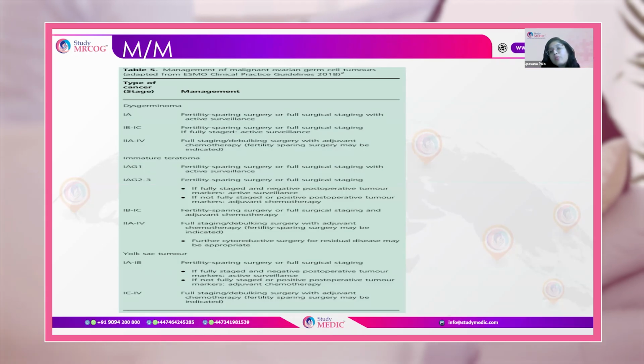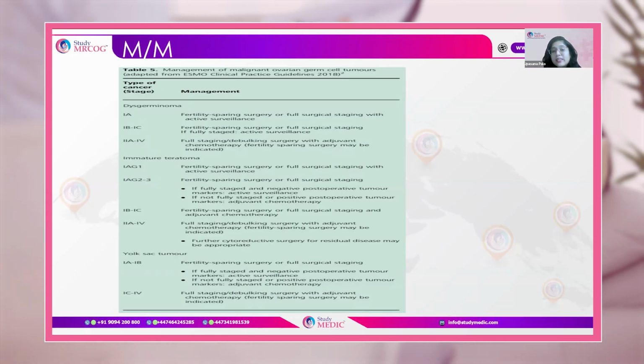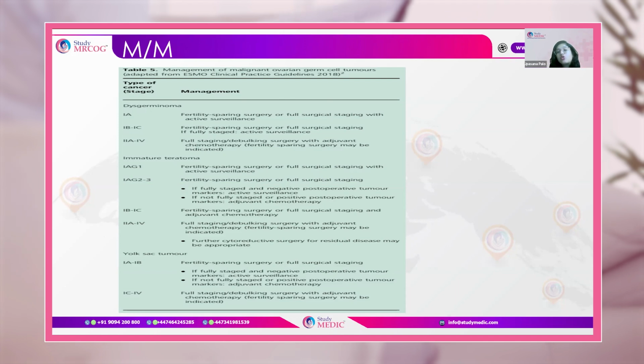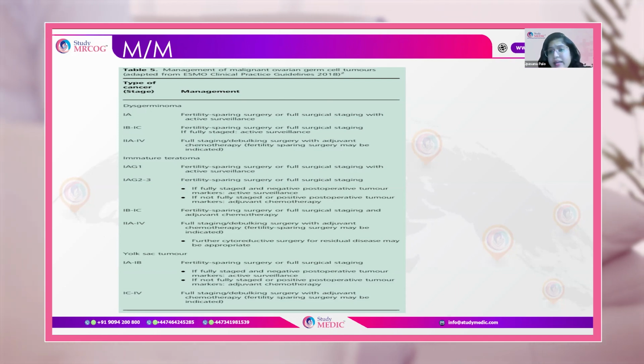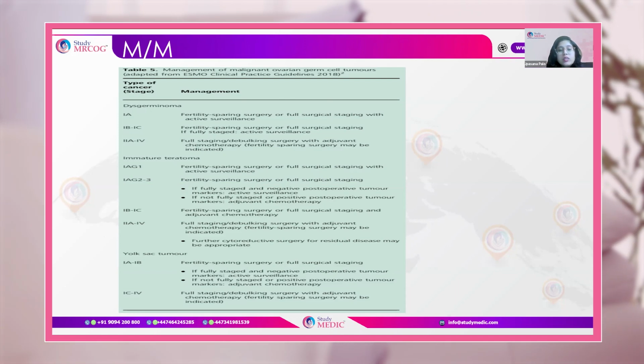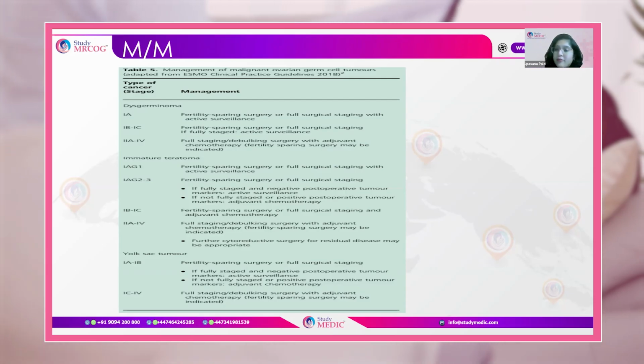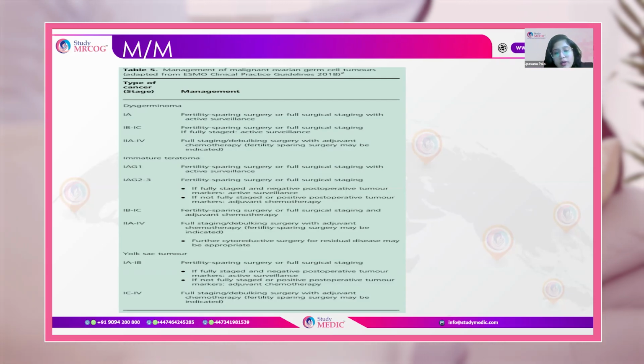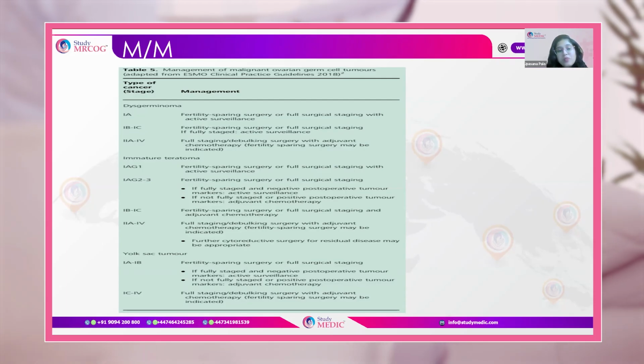However, in dysgerminoma, in 1A, 1B, 1C, all the 3 stages, you can actually omit chemotherapy in the entire stage 1. Stage 1B to 1C, you have to give chemotherapy. Stage 2A to 4, you have to give chemotherapy.